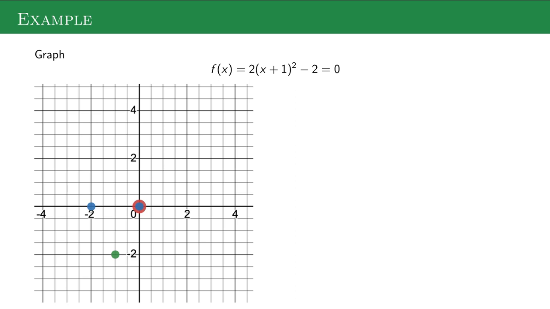But now that I have these things, I put them on my graph. So the red dot was my y-intercept. My blue dots are my x-intercepts. You see there's one doing double duty, 0, 0 is an x and a y-intercept. And then -1, -2 is my vertex down here. And I just connect them with a parabola, and that's my final answer.